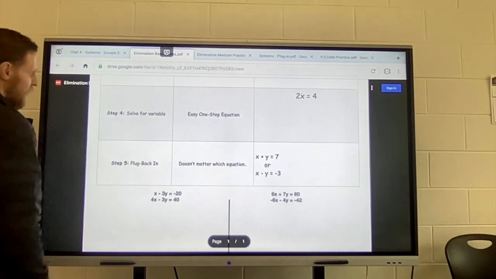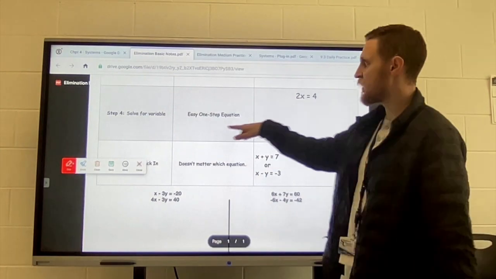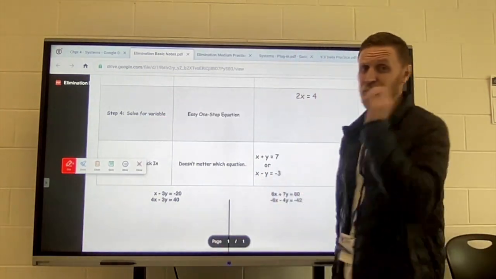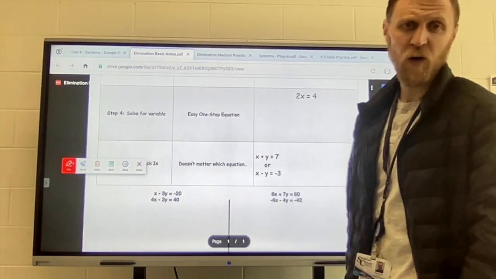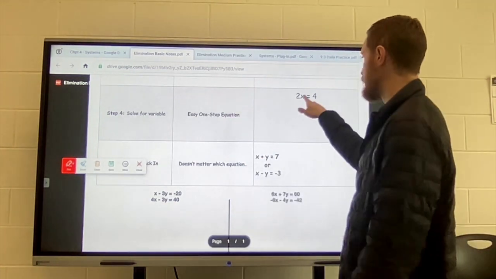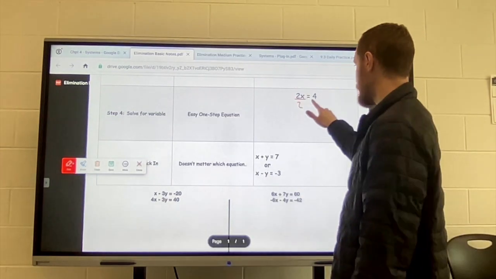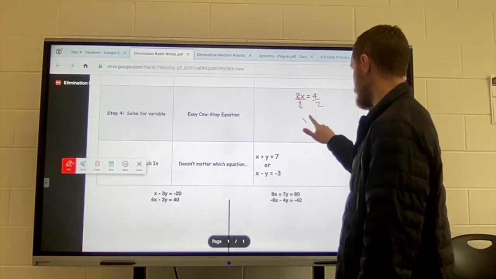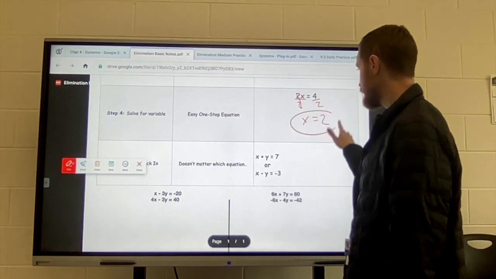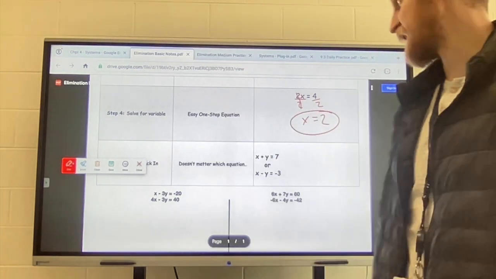Let's see. Okay, so we've got 2x equals 4. From here, you just solve for the variable. This should be really, really easy, no matter which problem we do. Once we get to this step, it's always going to be an easy process, just a one-step equation. Get the x by itself. It's multiplying by 2. The opposite of multiply is divide. So 4 divided by 2 is 2, and that tells me what my x value is.